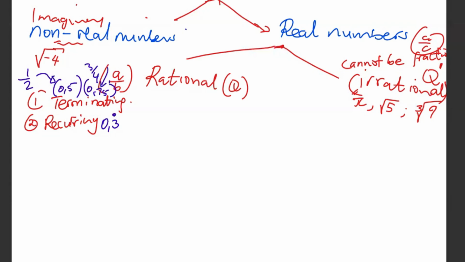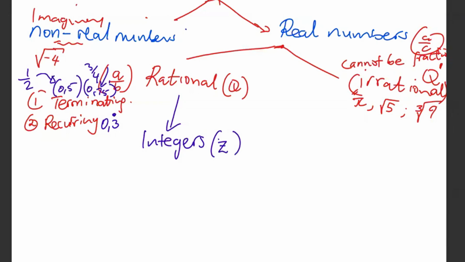Now, these rational numbers will be split down into three aspects. I'll just say one is the integers. We normally use the letter Z to represent the integers.